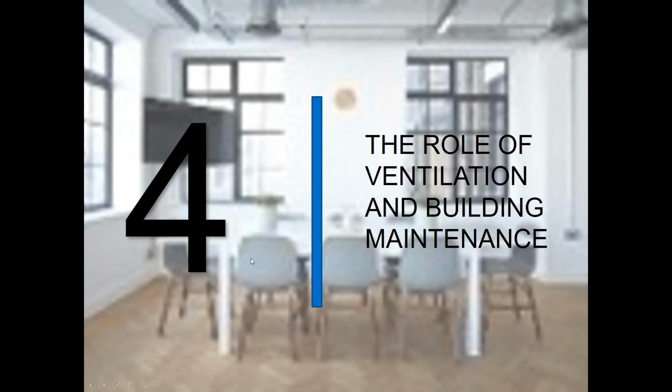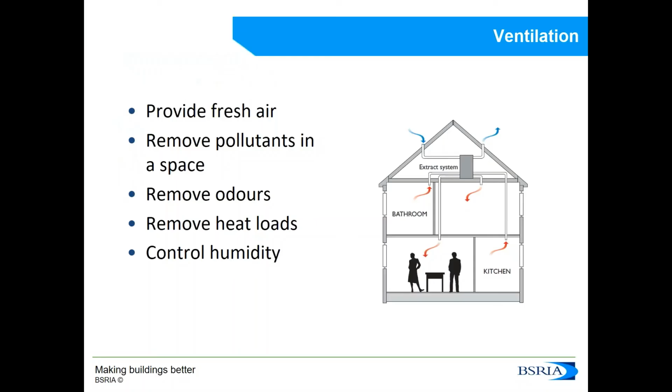So in this next section, we are going to see what to do when we have poor air quality in space, and what the role of ventilation and building maintenance is. The way to deal with most contaminants is actually through ventilation, and also to remove the sources of contaminants. The role of ventilation is to provide fresh air to the occupants of the space, to remove the pollutants, the odors, and the heat loads in that space, and also to regulate the humidity.